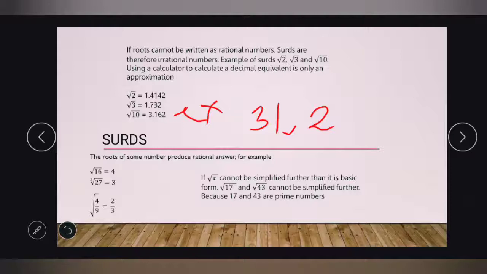The answer is the square root of 2 equals 1.4142. The square root of 3 equals 1.732. The square root of 10 equals 3.162.